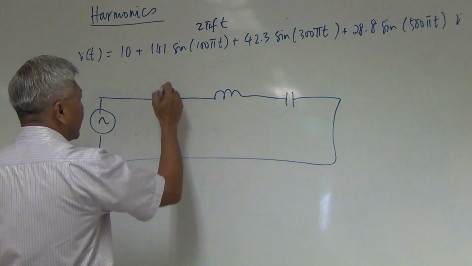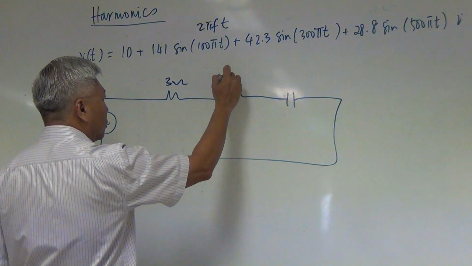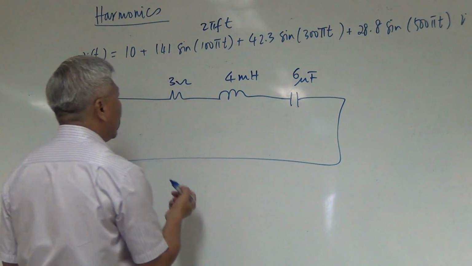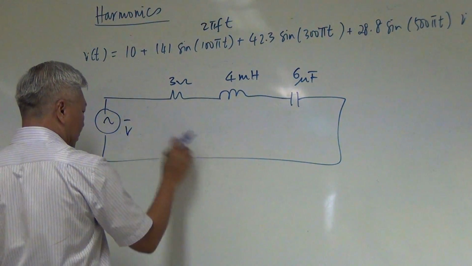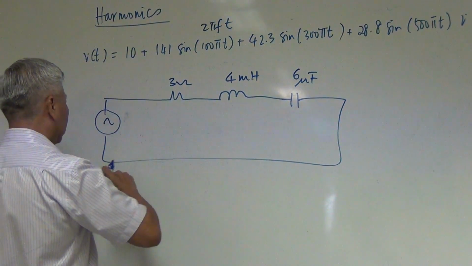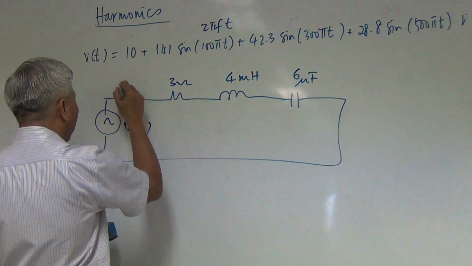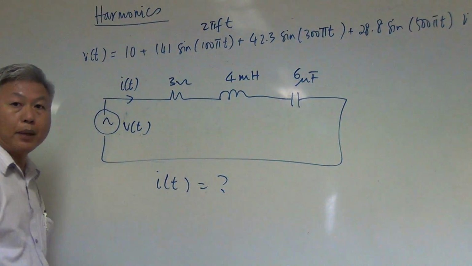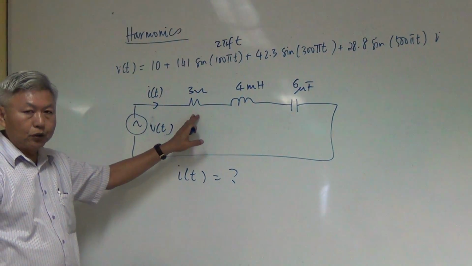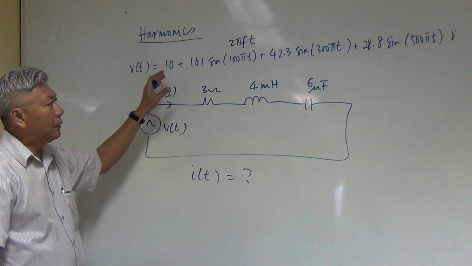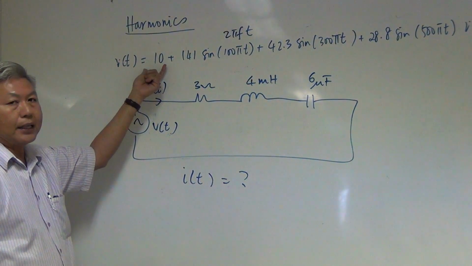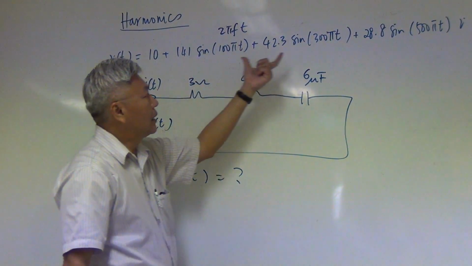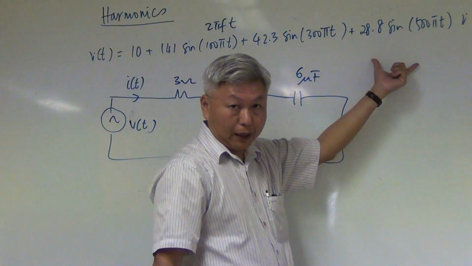Right? So if I say this is equal to 3 ohm, this is equal to 4 millihenry, this is 6 microfarad, then I say, okay, this is my V, this is my voltage, and I would like you to find me the expression of this current. Then what must you do? Now we are going to learn this, because this voltage actually has a few components: DC, first harmonic, third harmonic, and the fifth harmonic.